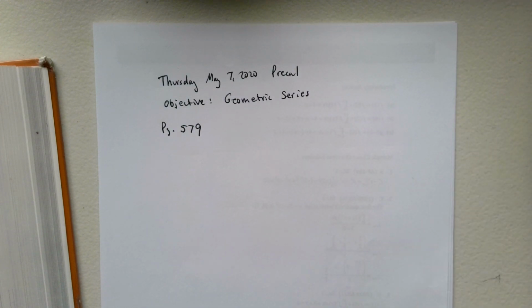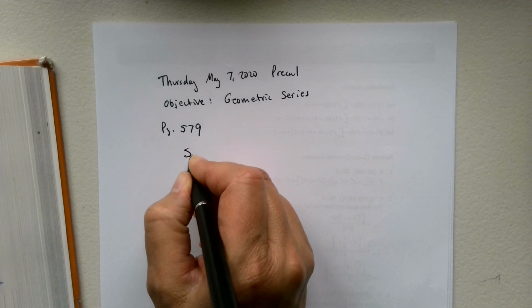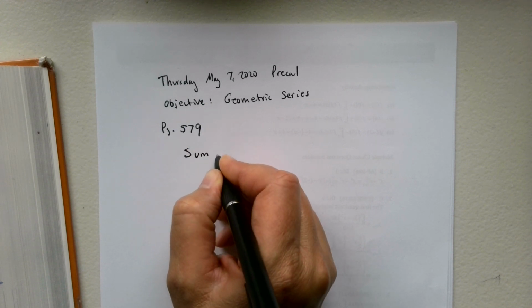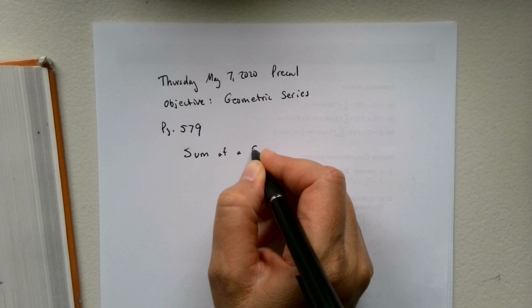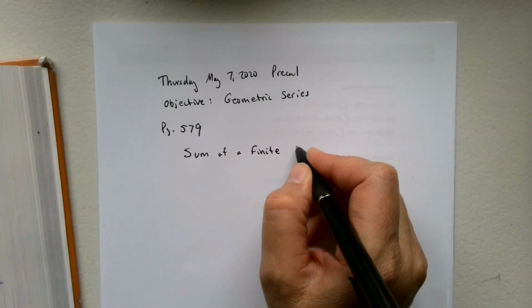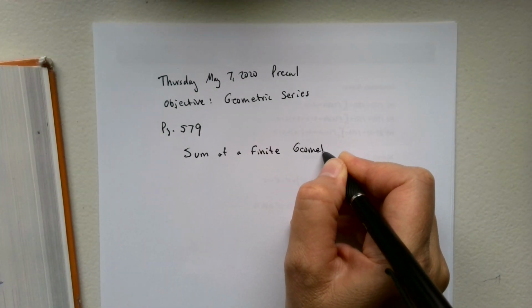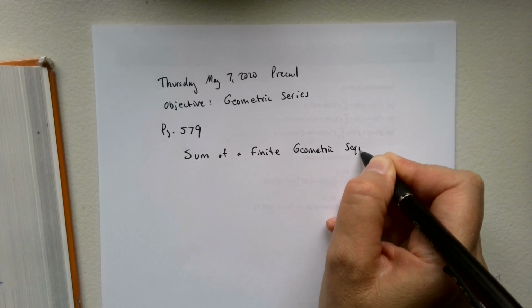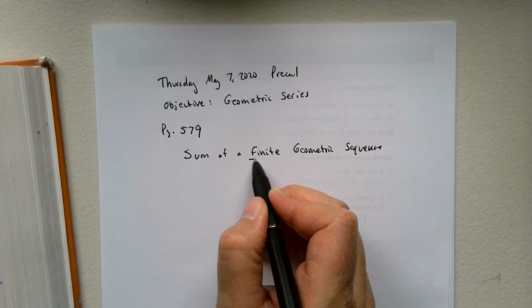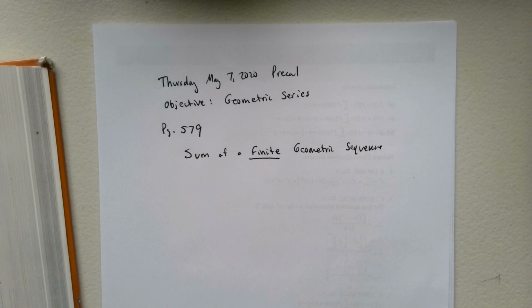So on Tuesday, we learned that you could take an arithmetic sequence and add it up, and that's what we're going to talk about today. If you look on page 579, you see another blue box, and it says the sum of a finite geometric sequence. So again, this works for finite. It means it has an end.